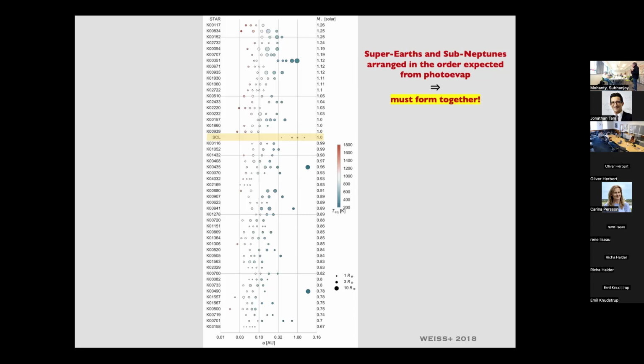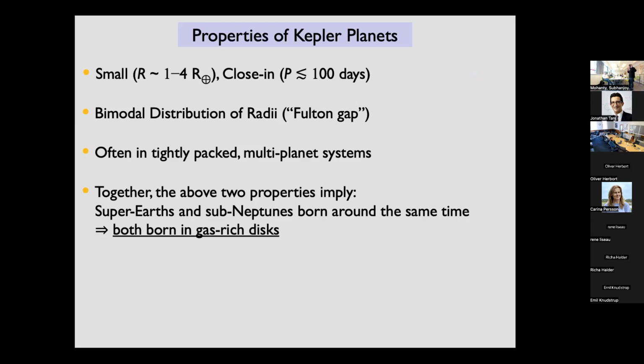And therefore, if you think that you form these sub-Neptunes, which have some gas around them, at an early time, and the super Earths, which seem to be essentially naked cores, at a later time, and then they have dynamics, etc., and they put themselves into this arrangement, there is no way statistically that they would arrange themselves in a way that agrees with predictions of photoevaporation. So it's a self-consistency argument. And to me, this is the clearest evidence that super Earths and sub-Neptunes have to form at the same time, and they have to form when the disk has a lot of gas in it.